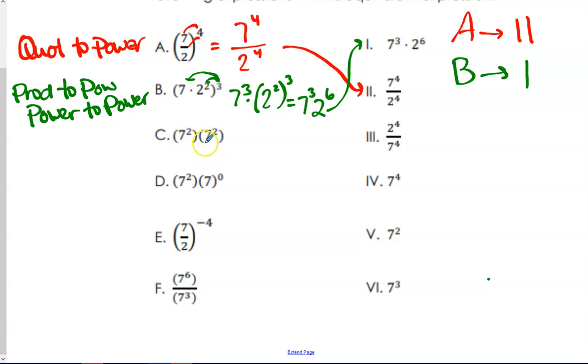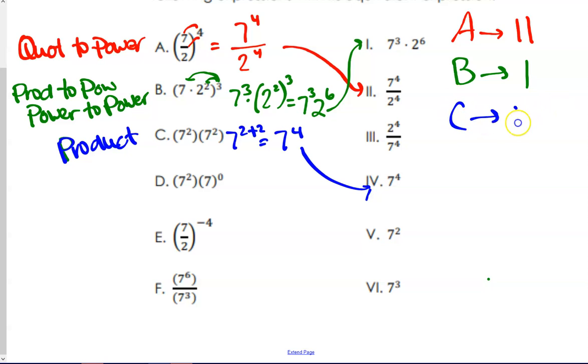Part C, I have a product again, and they have the same base. So this is just going to be our product property, meaning I can add my exponents together. 2 plus 2 gives me 4. So C is going to match with option 4.